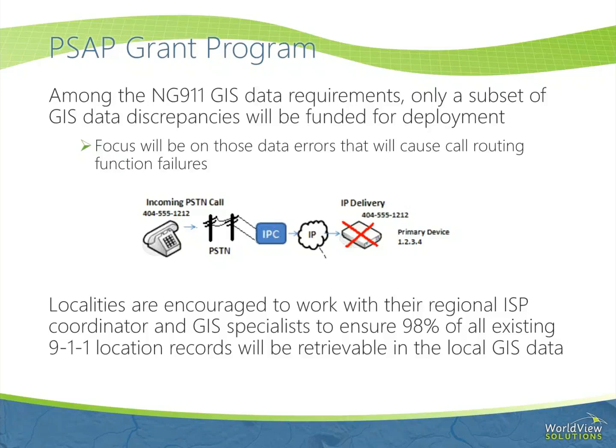There are a number of line items in your migration proposal, but you'll also be reviewing those with your ISP coordinator. So definitely work with them and any GIS specialist to ensure data meets the 98%. If you're not already aware, 98% of location records will need to be retrievable in your GIS data for you to successfully cut over.